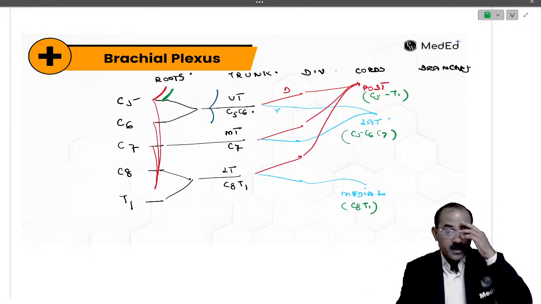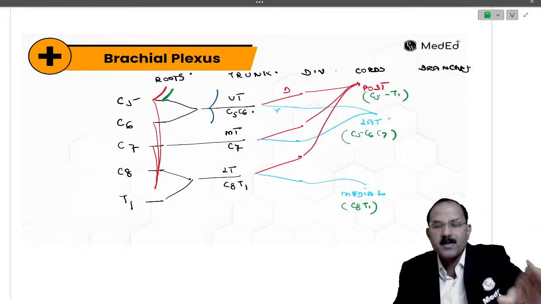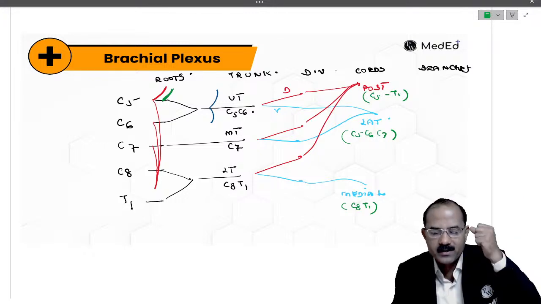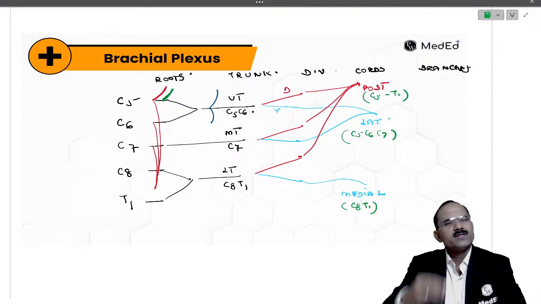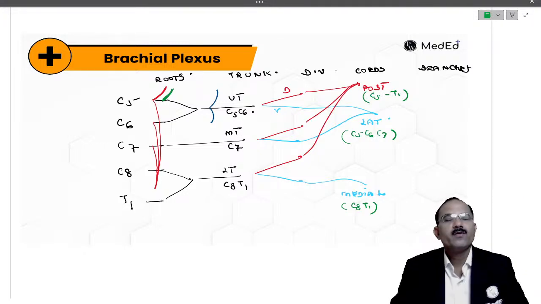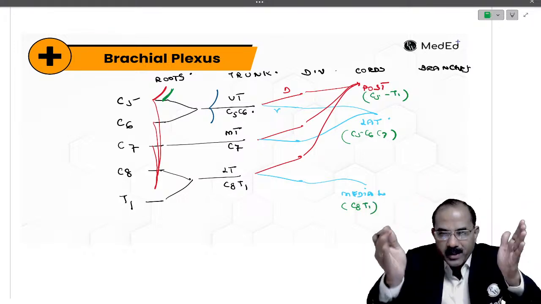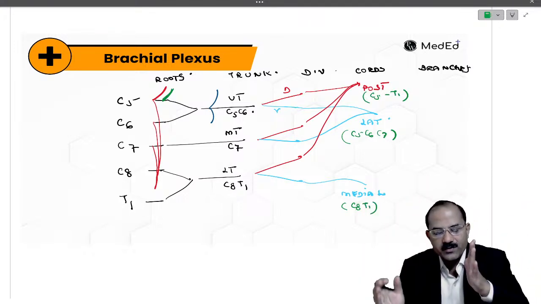What does the suprascapular nerve supply? It supplies the supraspinatus and infraspinatus. And what does the nerve to subclavius supply? Subclavius. Okay? This is clear. That's the brachial plexus. Now, what are the parts of the brachial plexus?